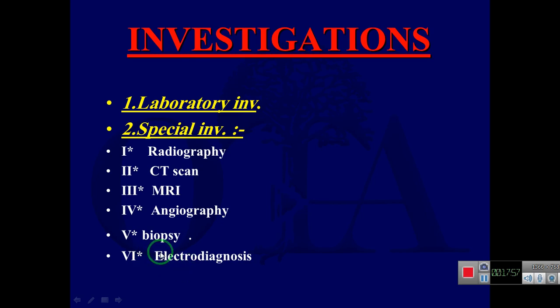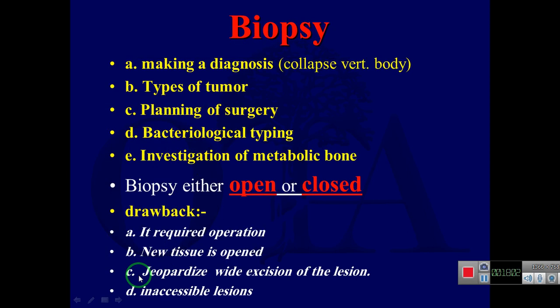The biopsy is important for number 1, making a diagnosis or distinguishing between local conditions that closely resemble one another, like a collapsed vertebral body, whether due to vertebral compression or due to bone tumor or infection. Number 2, the type of the tumor, whether benign or malignant, primary or secondary. Number 3, planning of surgery after confirming the diagnosis histopathologically.